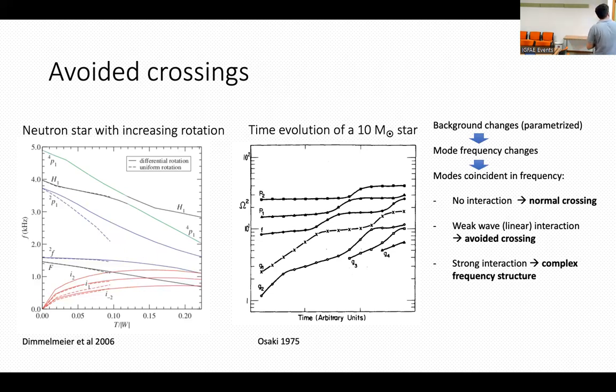However, when you start to have some kind of interaction between them, if this interaction is weak, you have this kind of avoided crossing. With this, the frequency of the modes changes, and they don't cross. But if the interaction is strong, you have something which is not like this. You have a non-linear coupling of everything. It's not possible to trace where the different modes go.